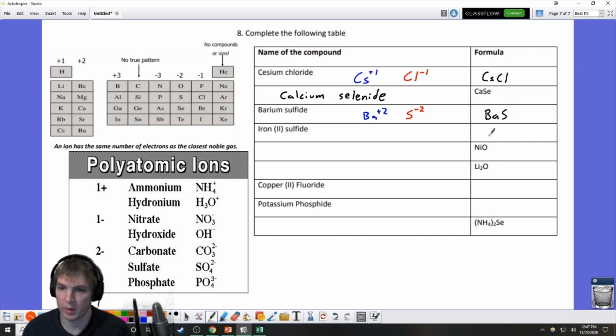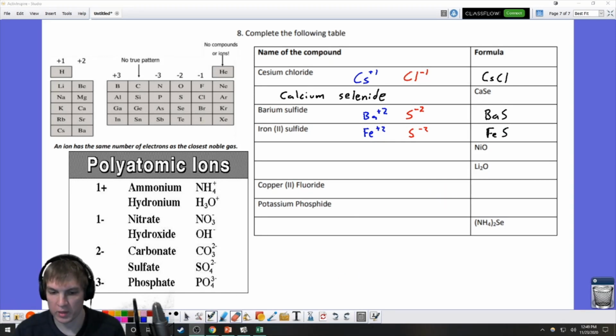BaS, barium sulfide. Okay. Iron 2 sulfide, so iron we have Fe, and we don't need a periodic table or anything because it gives us the charge right there, so it's a +2. And then we just dealt with sulfide before, it was a S -2, so we can put in the formula FeS.